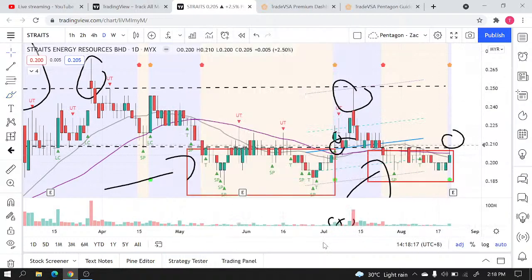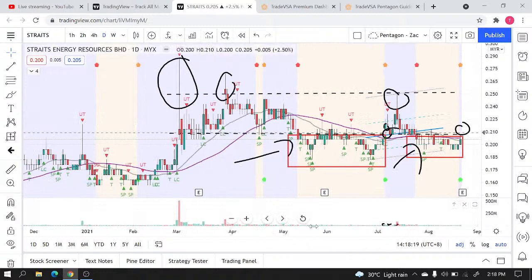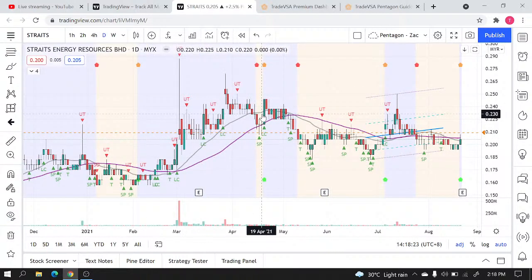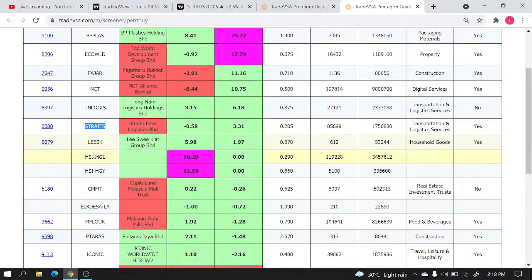Okay, if the shakeout pattern is there. Okay, so this is again just my opinion, it doesn't mean that you have to follow and buy. So again remember, no buy call. Okay, no buy call here.